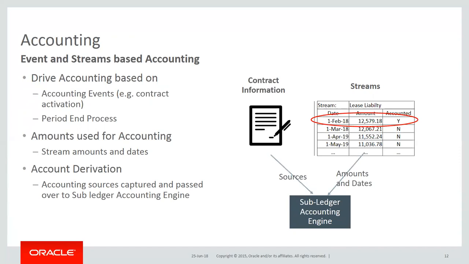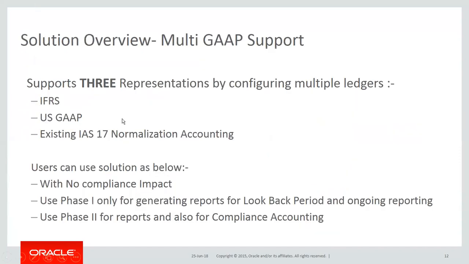So what are we giving you out of the box? We will be providing three different representations: IFRS, US GAAP, and your existing normalization accounting can also continue. All of these can continue simultaneously at the same time. So how do you avoid these transactions getting mixed up? If you set up, we will divert one to a primary ledger. In one of the secondary ledgers I'll be generating my compliance accounting, US GAAP accounting, and then divert the normalization accounting into another secondary ledger.